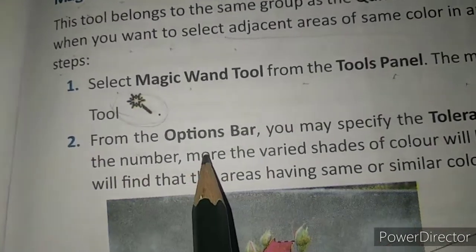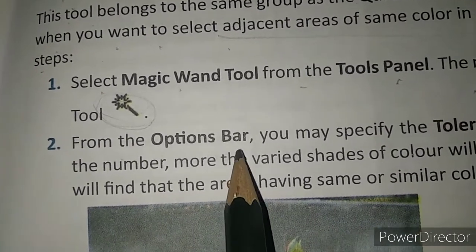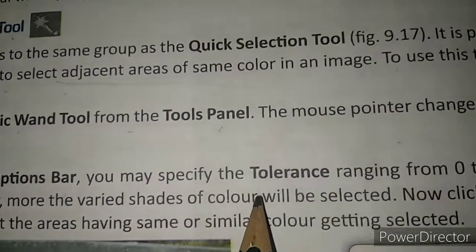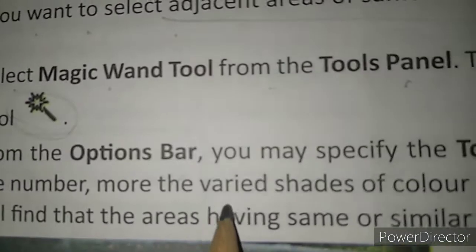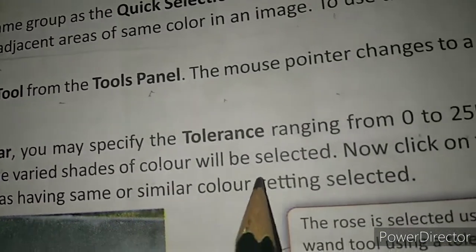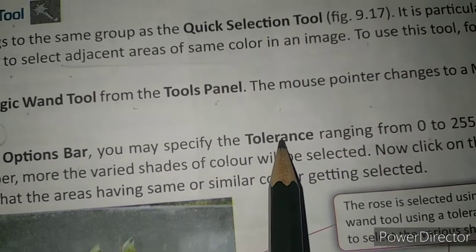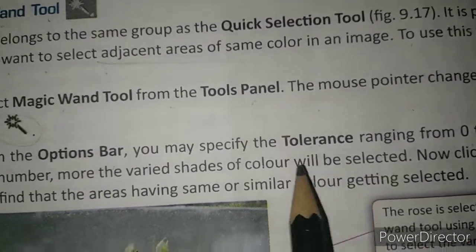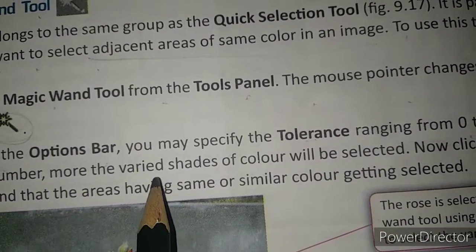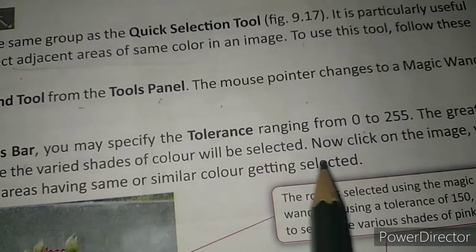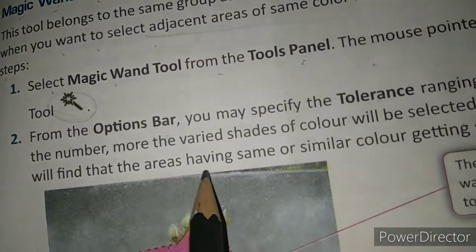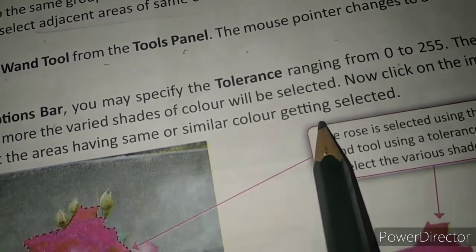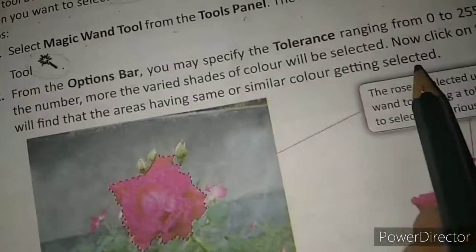Now, from the options bar, you may specify tolerance ranging from 0 to 255. The greater the number, the more varied shades of color will be selected. It means the higher the number of tolerance, the higher the shades that will be selected. Now click on the image. You will find the areas having the same or similar color getting selected, right?